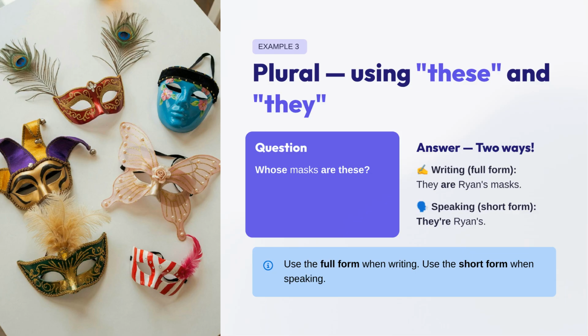Here is example 3, showing plural items using these and they. The question is, whose masks are these? There are 2 ways to answer. In full written form, write, they are Ryan's masks. When speaking, you can use the short form, they're Ryan's. Remember to use the full form when writing and the short form when speaking.